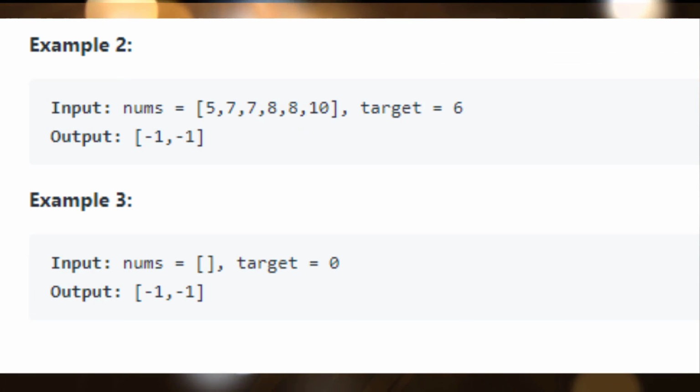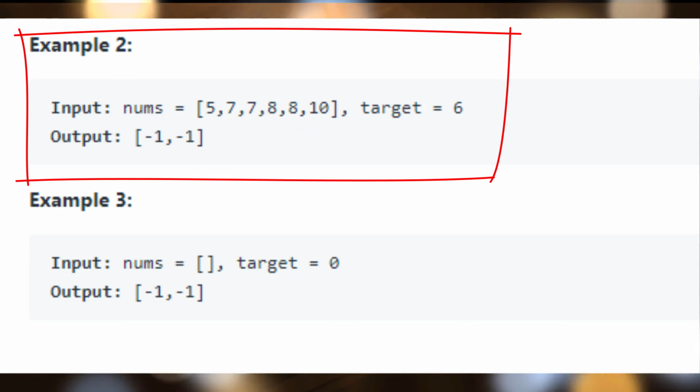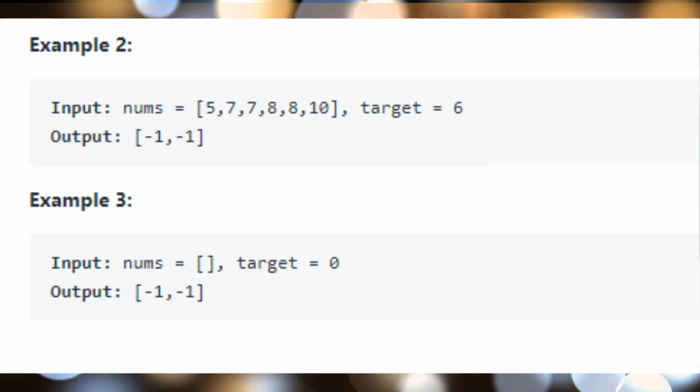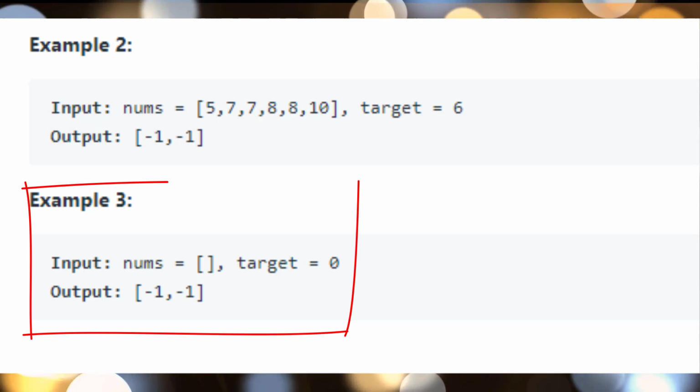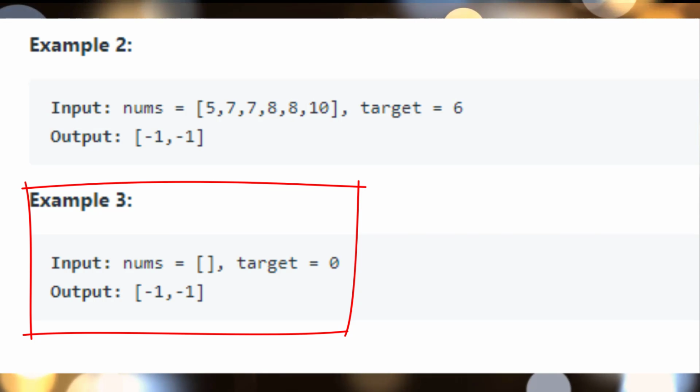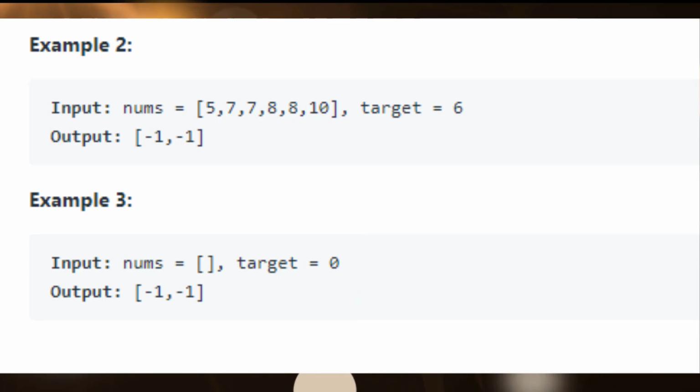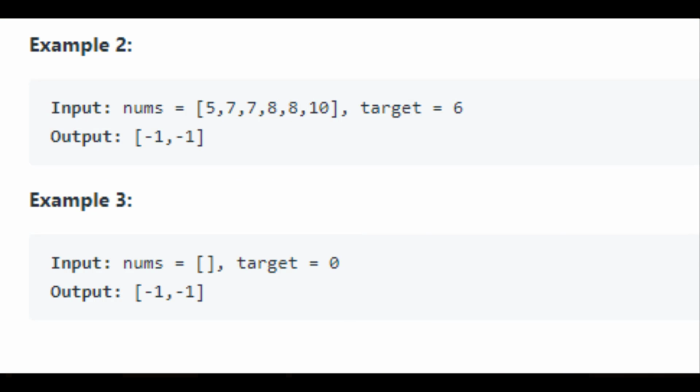And if you look at example number 2, the number 6 is nowhere to be found. That's why we are returning -1 and -1. And in example number 3, the array is empty. That's why we are returning -1 and -1. Let's see how to solve this problem.